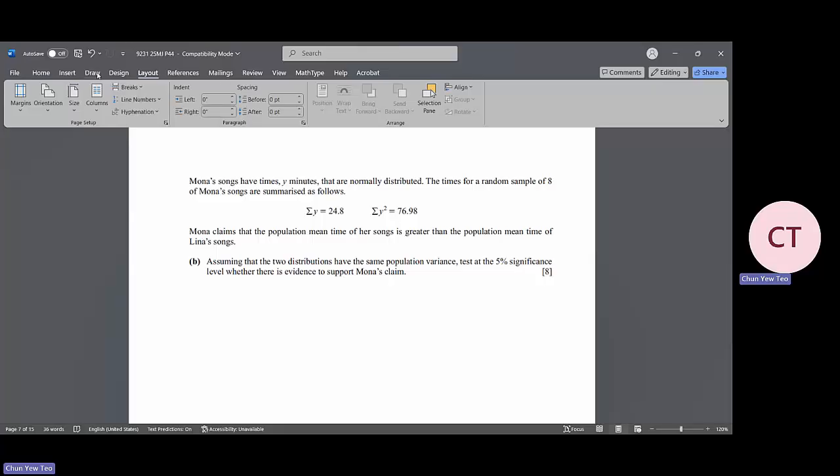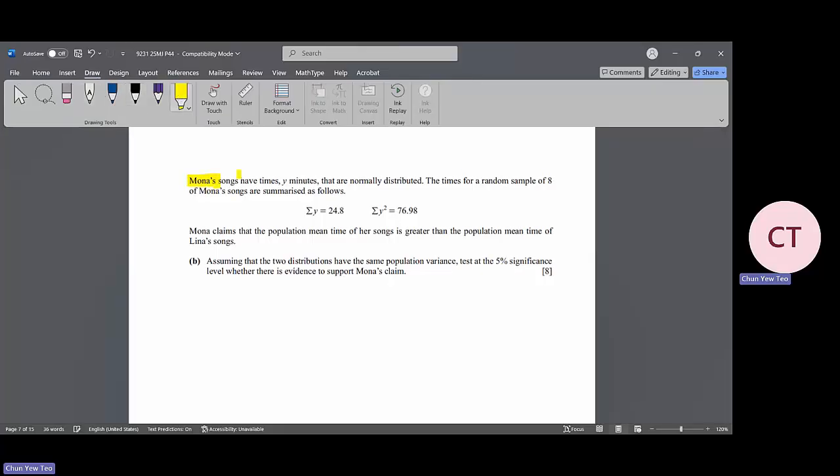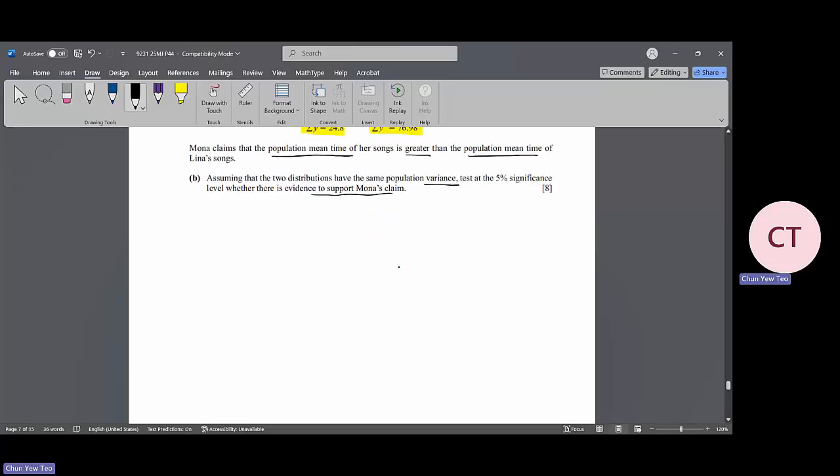Now it is Mona's turn. Mona uses Y to represent her song times, and they are normally distributed. We have a sample of 8 of them, and they give you the sum of Y is 24.8 and the sum of Y squared is 76.98. Mona claims that the population mean time of her song is greater than the population mean time of Lina's song, assuming that the two distributions have the same population variance. Test at the 5% significance level whether there is evidence to support Mona's claim. So what is Mona's claim?